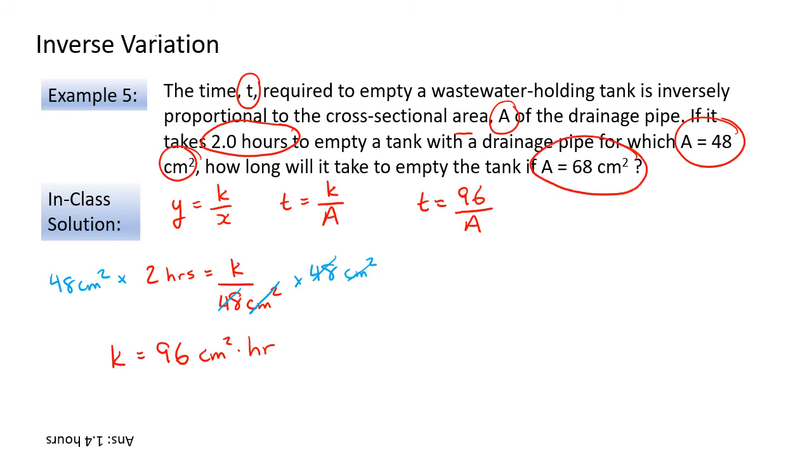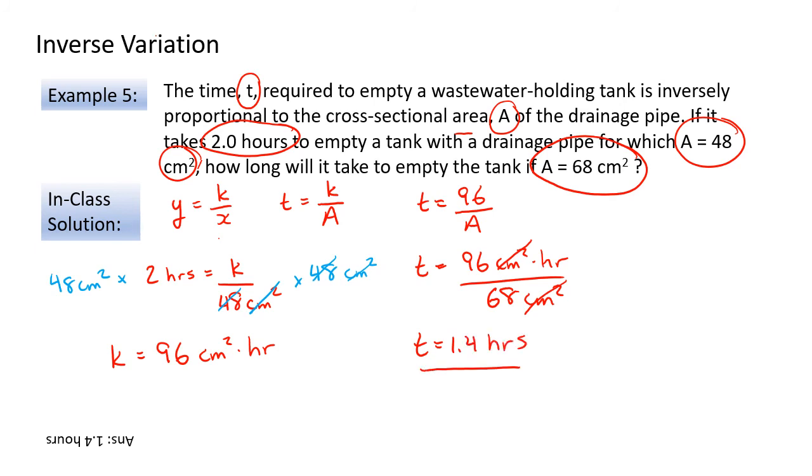So our second area that we know is 68 centimeters squared. So we can now substitute that in to find the new time. Time is equal to 96 centimeters squared times hours, divided by 68 centimeters squared. Again, the centimeters squared cancel here, and we're just going to have hours as our units. If we calculate this out, our time is equal to 1.4 hours. And again, that makes sense because the cross-sectional area is larger, so it should take less time to drain with a larger pipe.